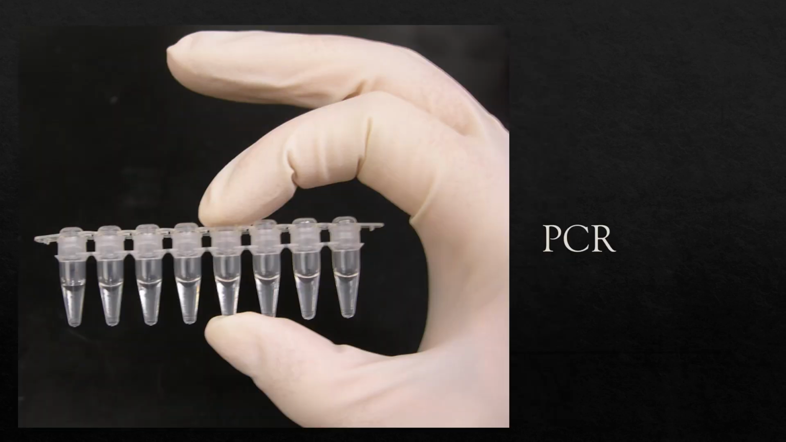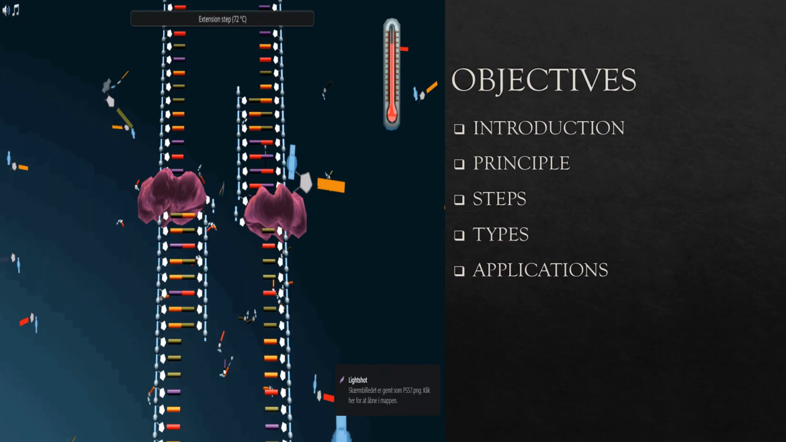The topic that we're going to deal with today is PCR from microbiology. The objectives we're going to deal with are the introduction, the principles, steps, types and applications.